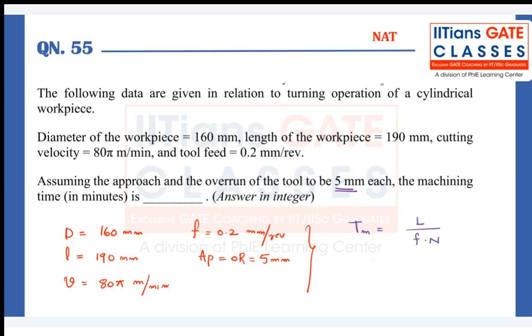Right. Now, let us move to the next step. Sorry, not the next question. Let us see, what is L? L equals the length of the tool travel, that is approach plus length of the job plus overrun, guys. First, write the given data. Later we will go on to solve the question.